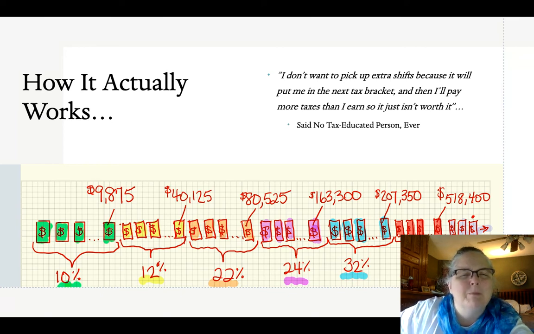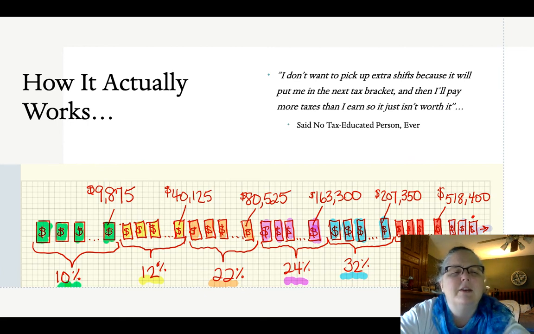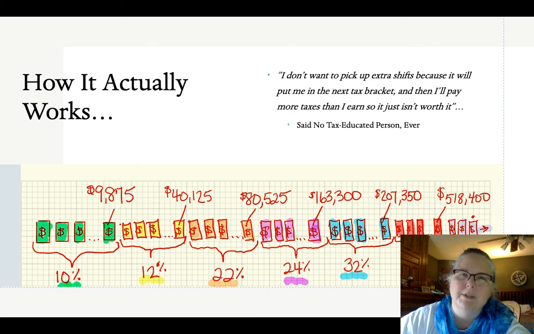Okay. So when they're saying that if I go up to the next bracket, I'll pay more than I earn, let me use $9,875. So I pick up that extra shift and suddenly I have $9,876 of income. Woohoo. So that extra dollar, it's going to be taxed at 12%. So I'm still going to go home with 88 cents of that dollar.